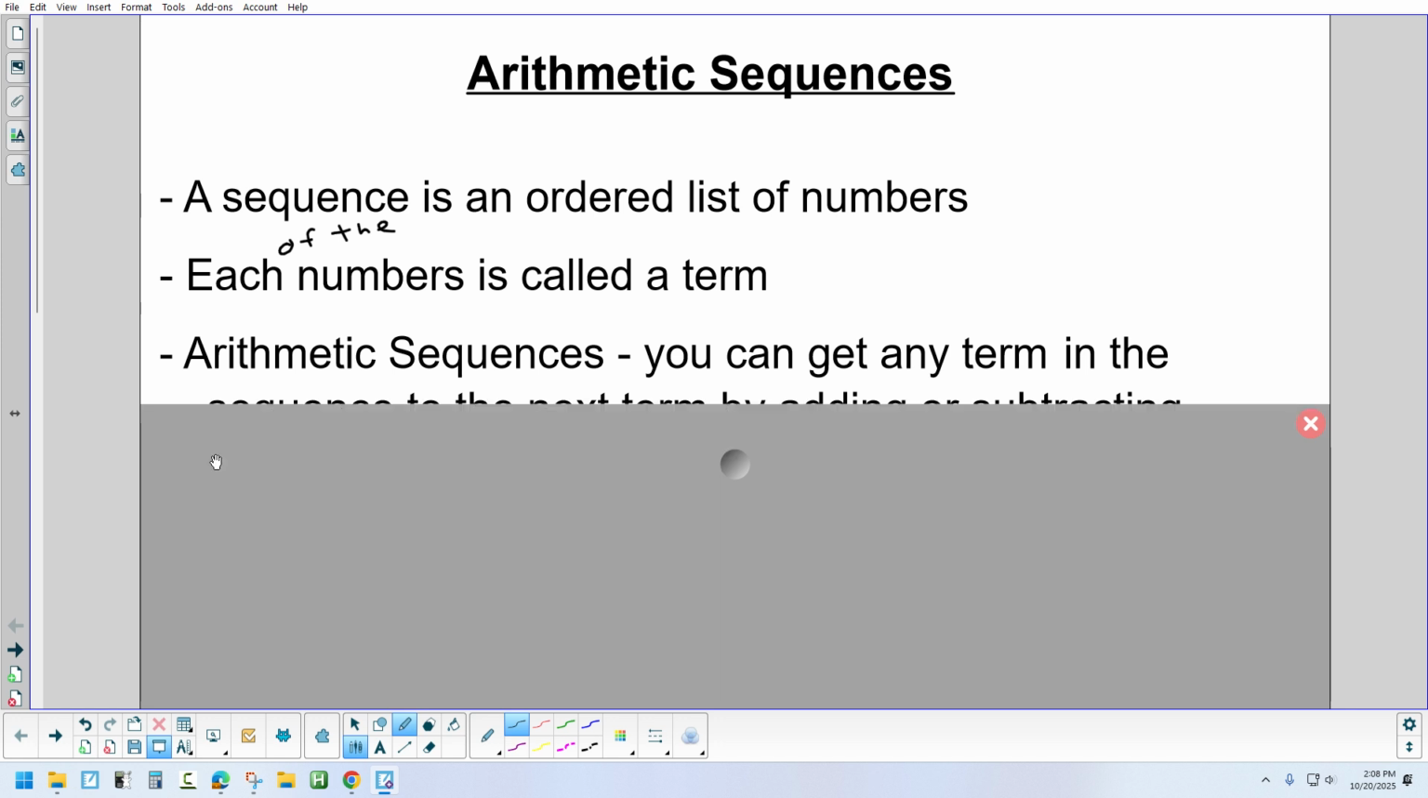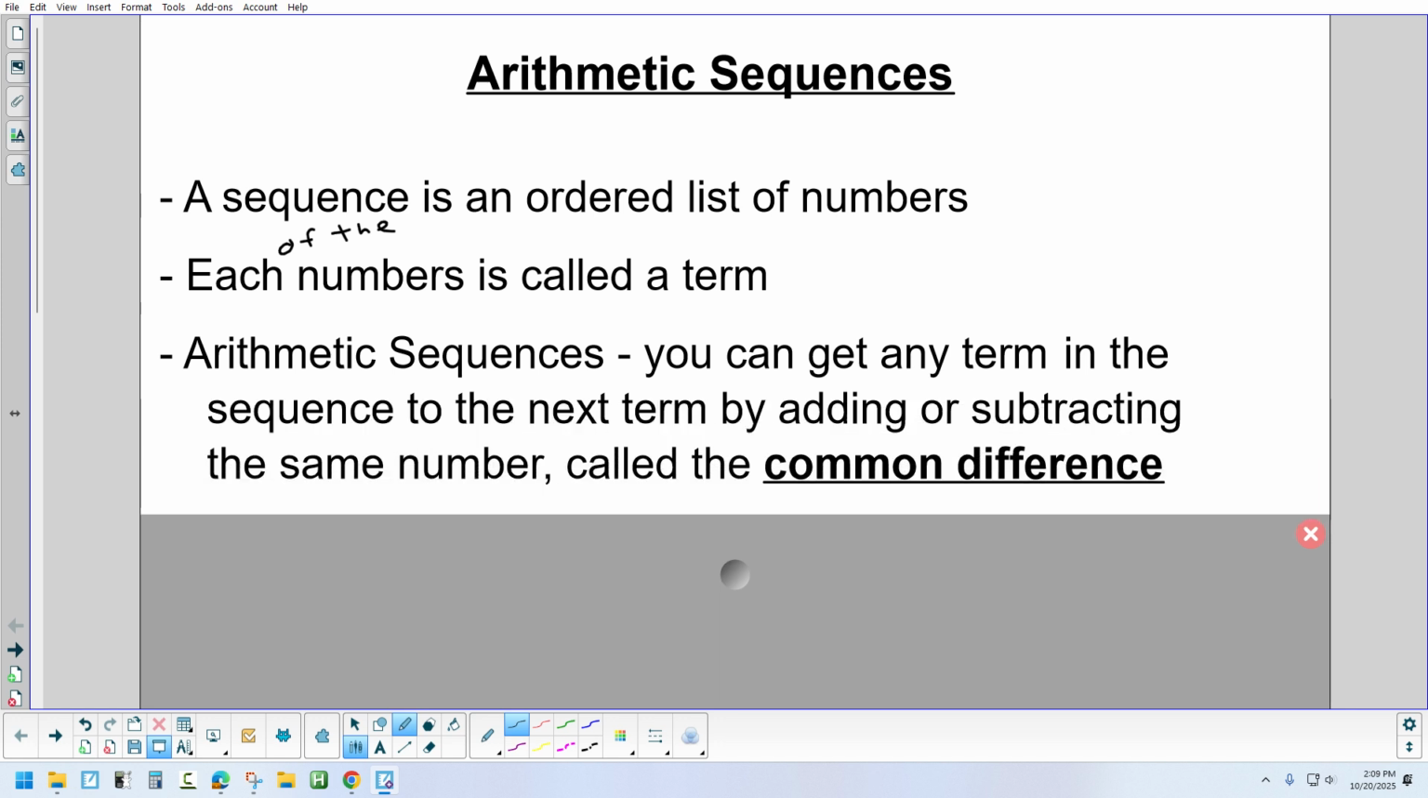So for an arithmetic sequence, you can get any term by adding or subtracting the same number repeatedly. So maybe the pattern is +2. You add 2 each time. Or the pattern could be something like -3, that you subtract 3 each time. But the pattern has to be adding or subtracting. It can't be anything else. It can't be doubling each time. Not for this kind of pattern. What you add or subtract sounds a little weird, but it's called the common difference. That's what you add or subtract each time.